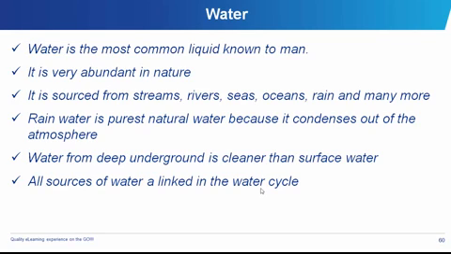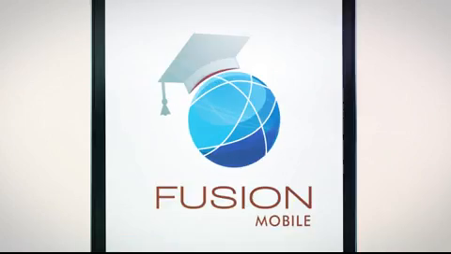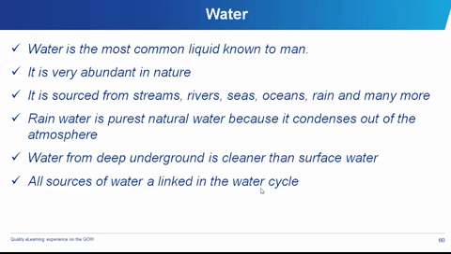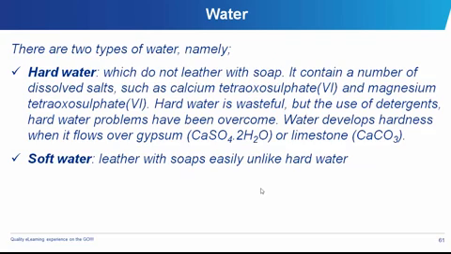What is water? Water is the most common known liquid to mankind. It's very abundant in nature. It can be sourced from rivers, streams, oceans, seas, rain. Rainwater is the purest of all the natural sources of water, and that is because it condenses out of the atmosphere. Water from deep underground is safer than that on the surface.